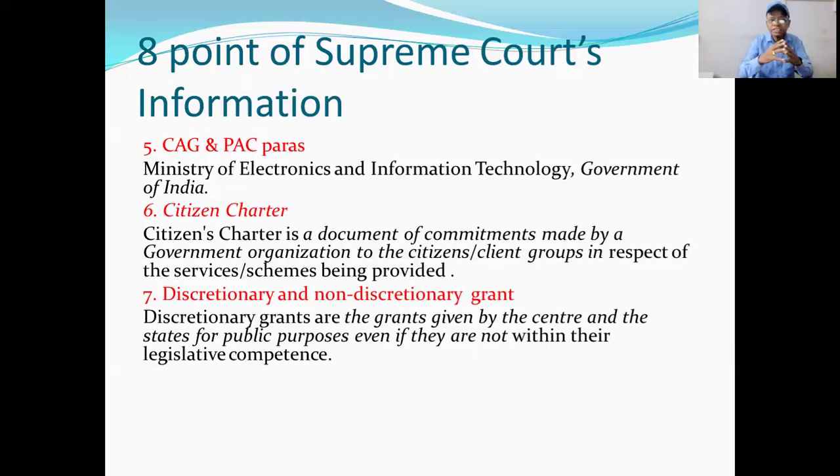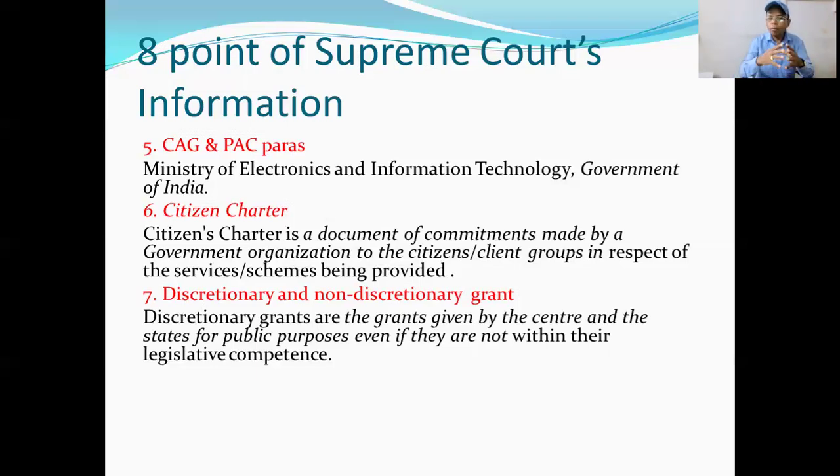Then point number 6 says citizen charter. Citizen charter is purely a public document. The meaning of citizen charter is a document of commitments made by government organizations to the citizen, maybe client group, in respect of the services and schemes being provided. What commitment has been given by the government for the citizen, for the public or client groups? If we have such information, it is a public document.